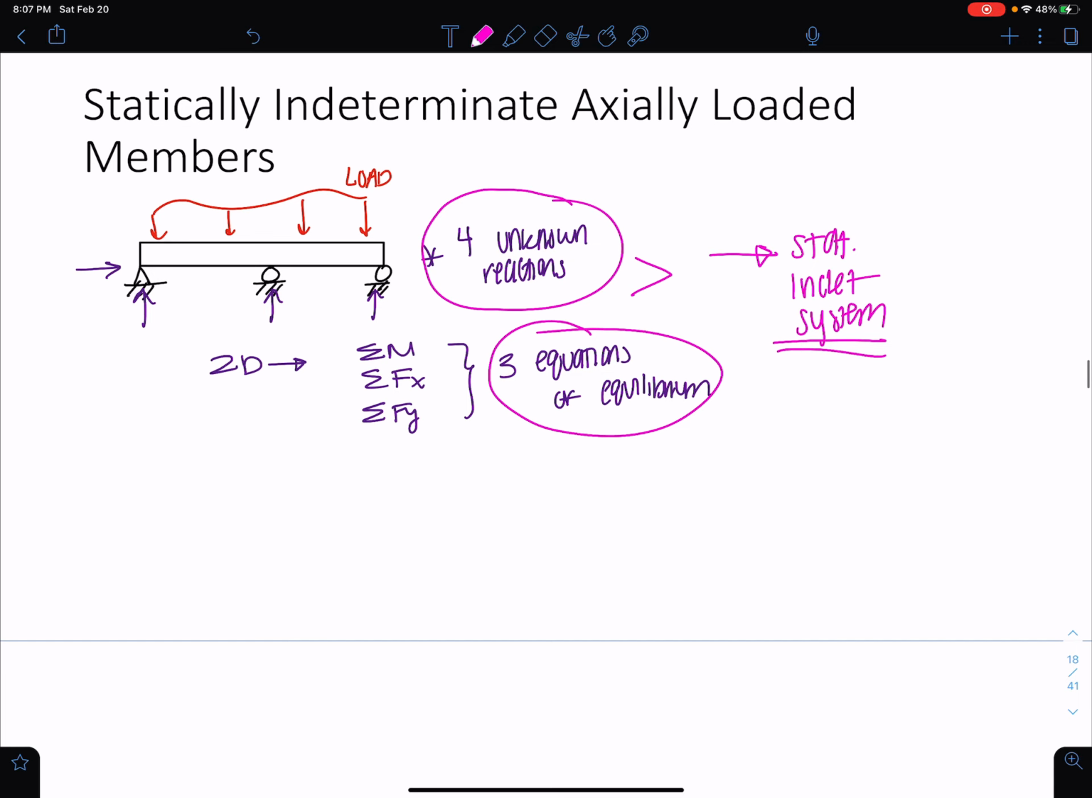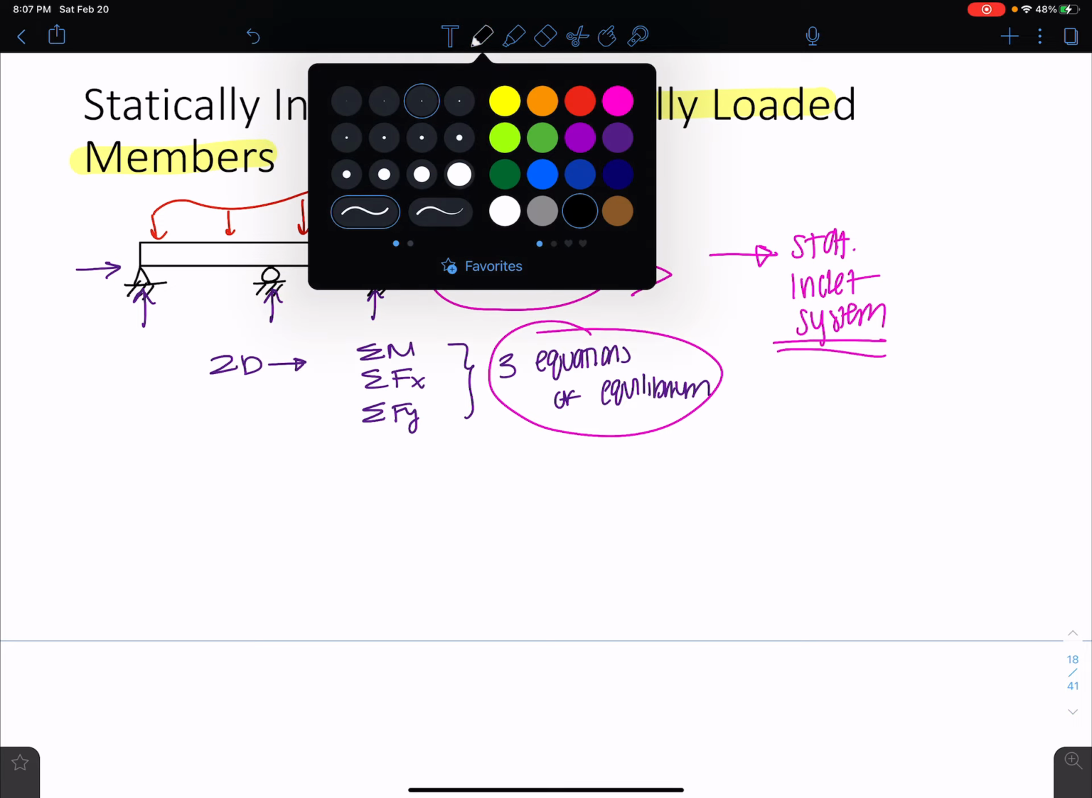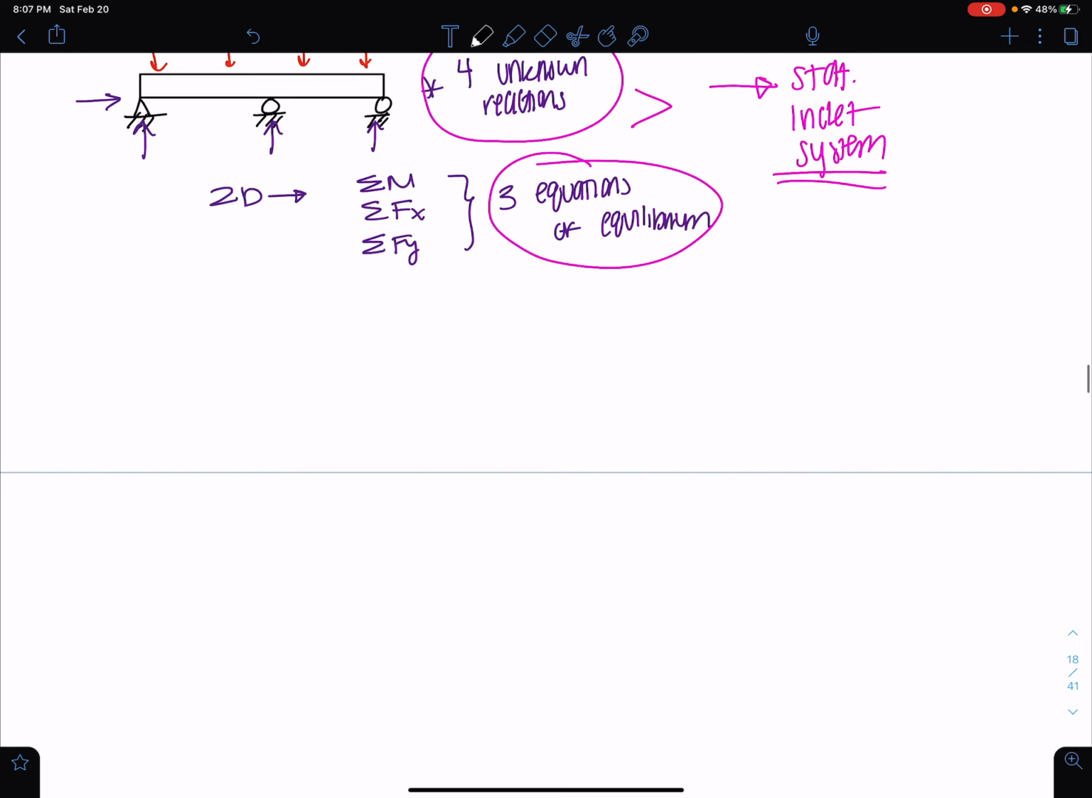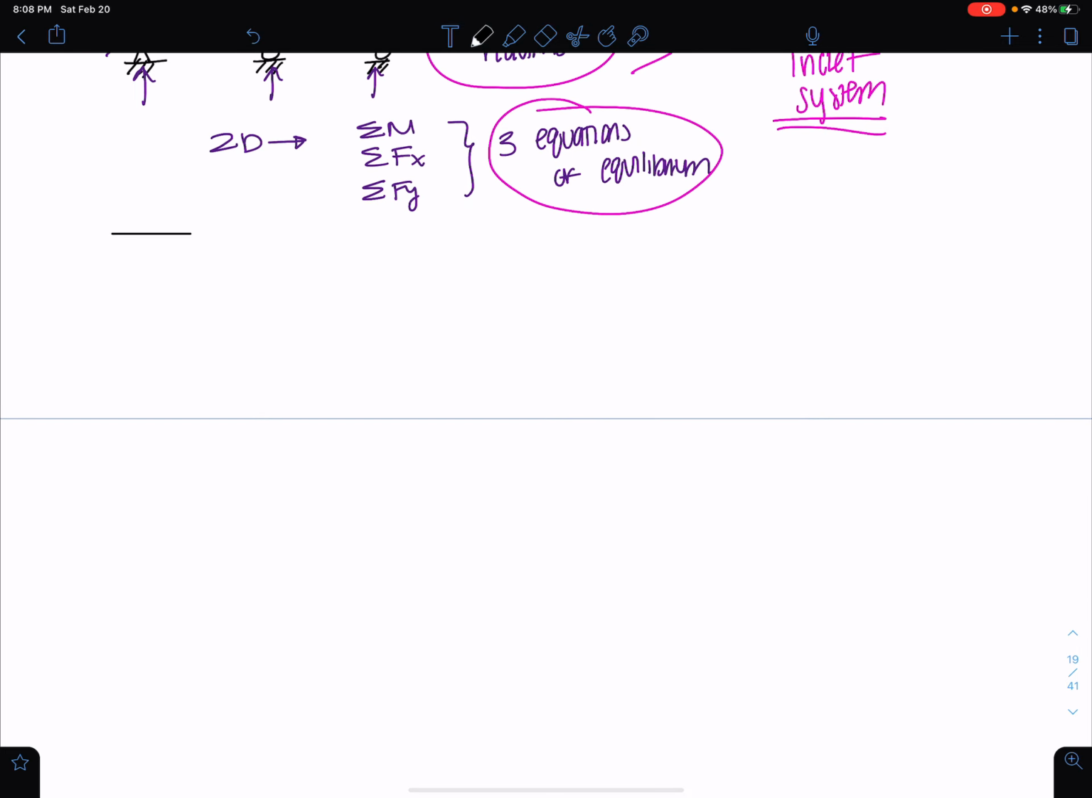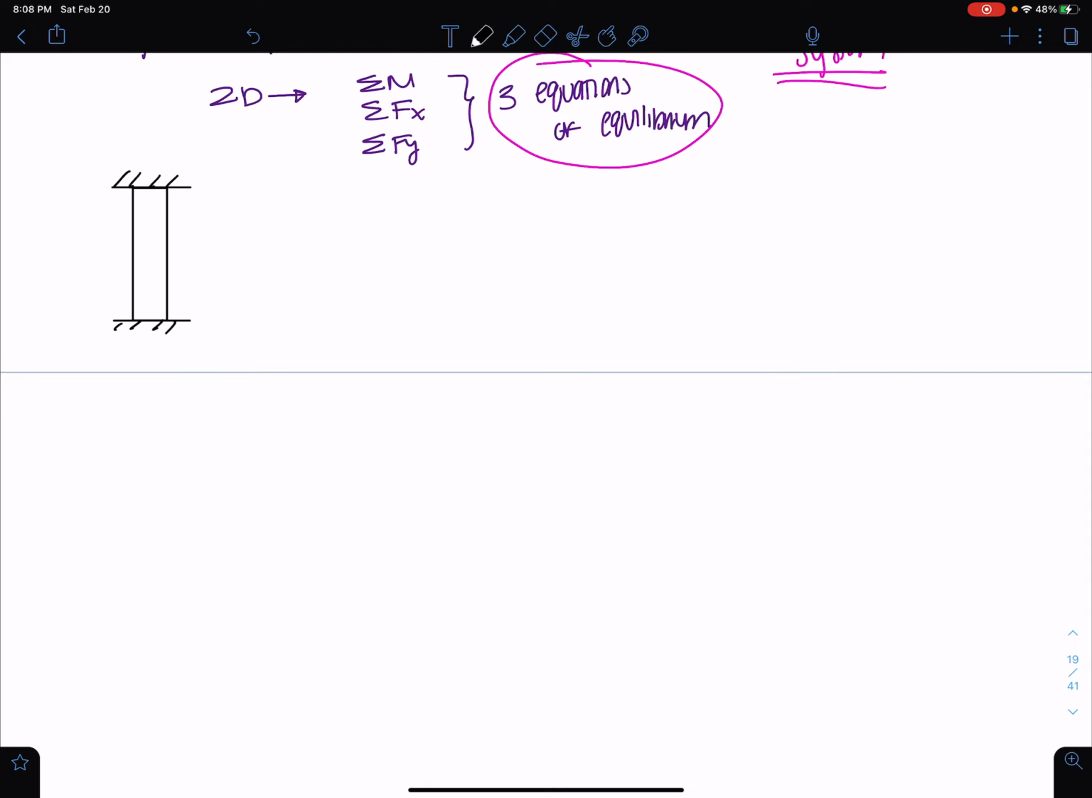Now, we're specifically talking about a statically indeterminate axially loaded member. So we're going to expand on this and talk just about axially loaded members now. Let me go ahead and draw an example of an axially loaded member. Let's say I have some internal force P applied at some point C. This is point A, this is point B, and we have some lengths that are given here.